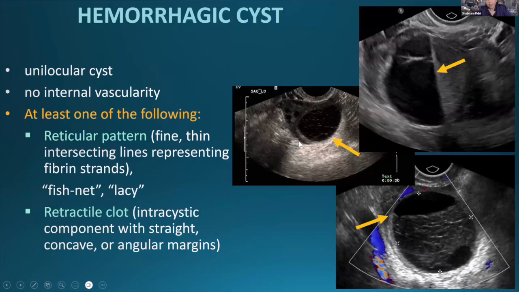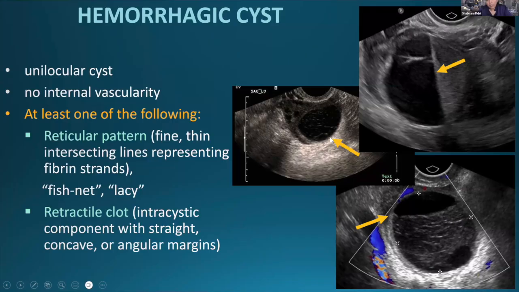Again, it's a unilocular cyst. It has no internal vascularity. And to qualify as a hemorrhagic cyst, it has to show at least one of the following patterns on ultrasound. It can have a reticular pattern, which is basically fine, thin intersecting lines, like in this example. These are basically fibrin strands. This appearance on ultrasound is described as a fishnet or a lacy pattern.